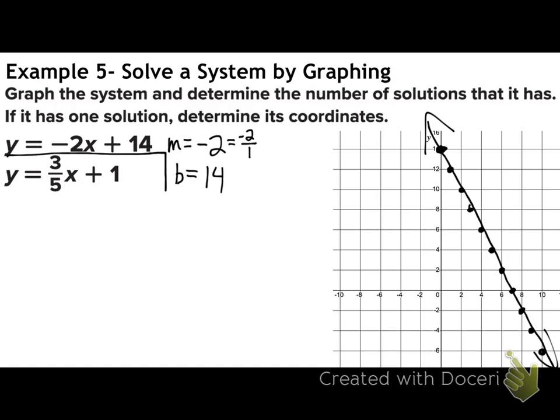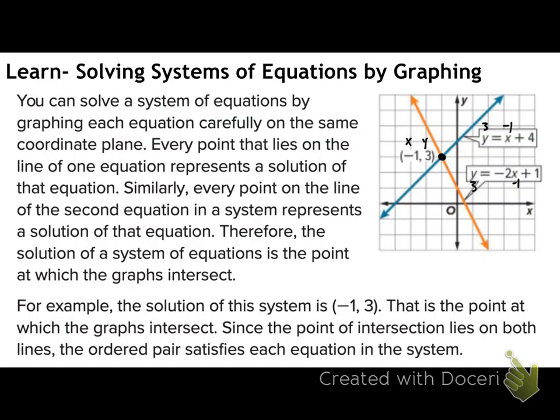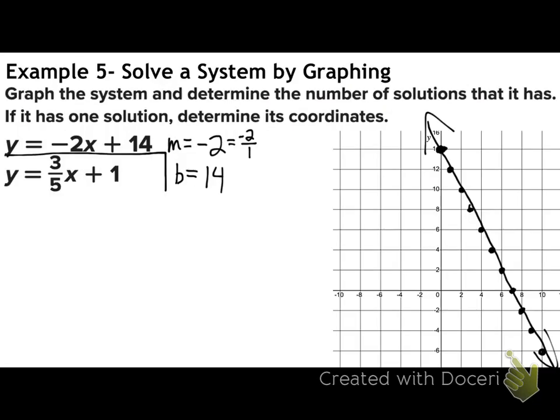There's my first graph. But in order to solve by graphing, I need to carefully graph each graph on the same coordinate plane. So I've got to graph my second line as well. What's my slope here? 3 over 5. What's my y-intercept here? 1. Once again, graph your y-intercept first. Go up 1. That'll be halfway between 0 and 2.